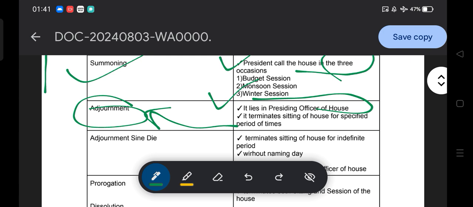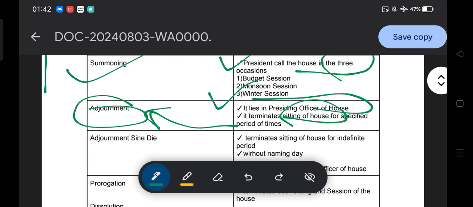What does adjournment mean? It terminates the sitting of the house for a specified period of time. Say for example, in Lok Sabha, if the Speaker feels that there is too much disturbance, then usually the Speaker brings an adjournment of the session, in which the house is terminated for a specific time or specific day. The Speaker says, let us adjourn the session and we will meet after lunch or the day after tomorrow. So that is how adjournment works.